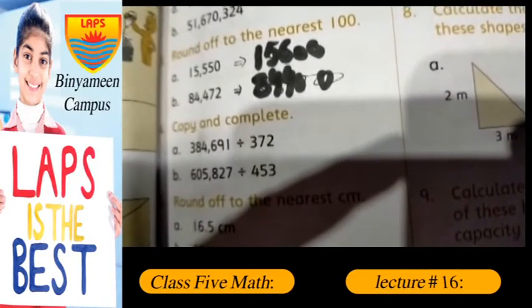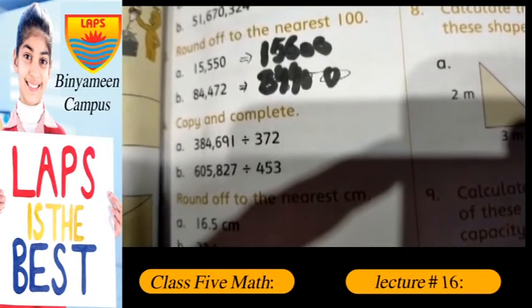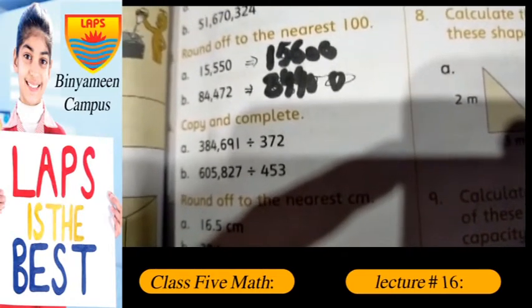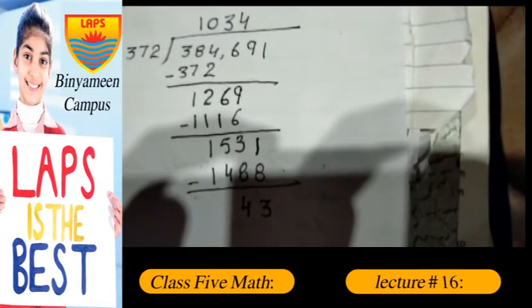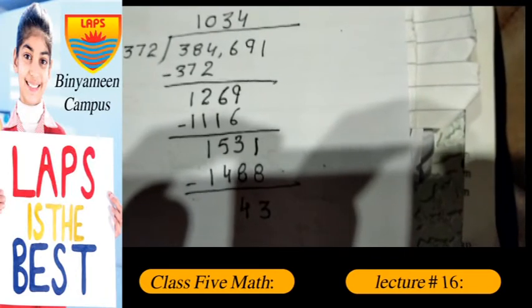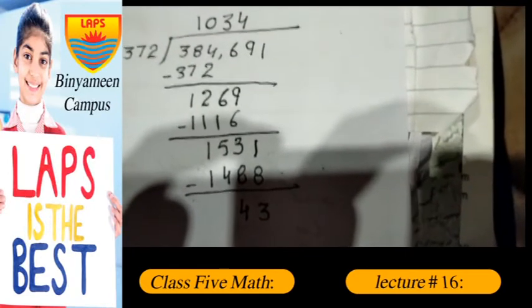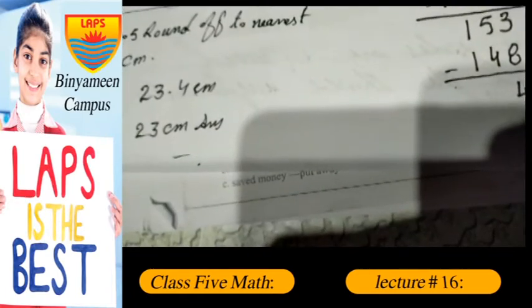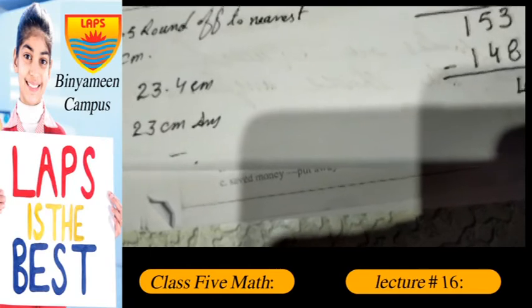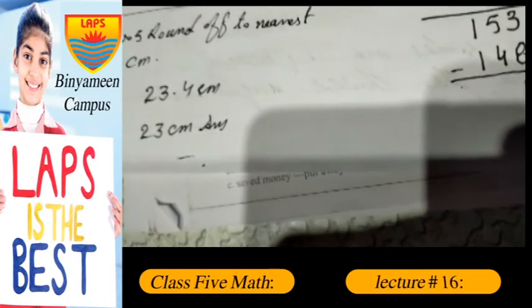Question number 4. Copy and complete. 384,691 divided by 372. 372 is a divisor greater than remainder. So the quotient is 1034. Question 5. Round off to nearest centimeter. 23.4 centimeter is nearest to 23 centimeter.